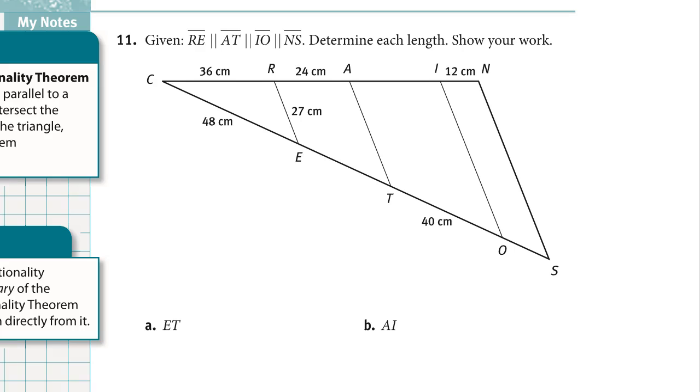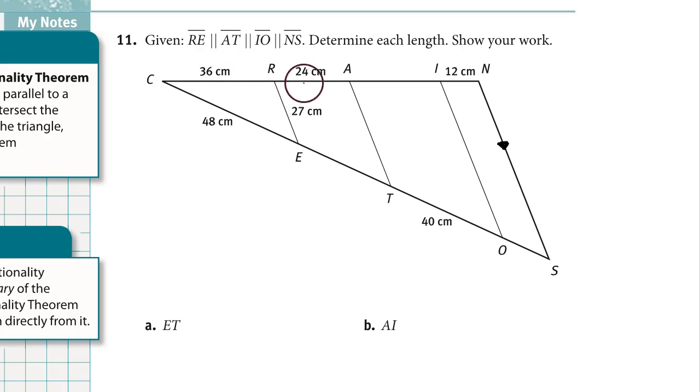Let's work on a sample problem together. Given that segment RE is parallel to AT, which is parallel to IO, which is parallel to NS, determine each length, show your work. So here we have this large triangle called triangle CNS, and then these extra lines running in the triangle that we're told are parallel to that third side of the triangle over here.